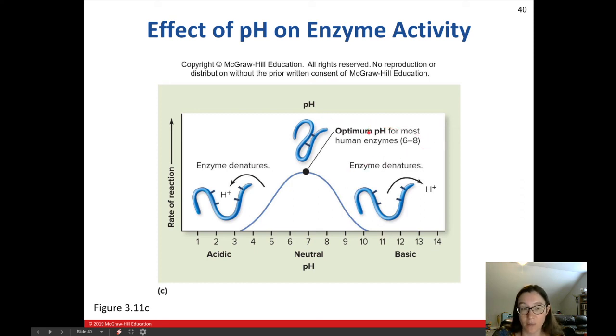Now, some enzymes, though, are special, and they're going to be modified to work in a special environment. So like in our stomach, we have stomach acid that's around a pH of 2. And so we do have some specialized enzymes that work best at a pH of 2. And so they're going to work best in the stomach. But then if they leave the stomach, they won't work as well at other pH levels. So each enzyme has its own optimum pH.